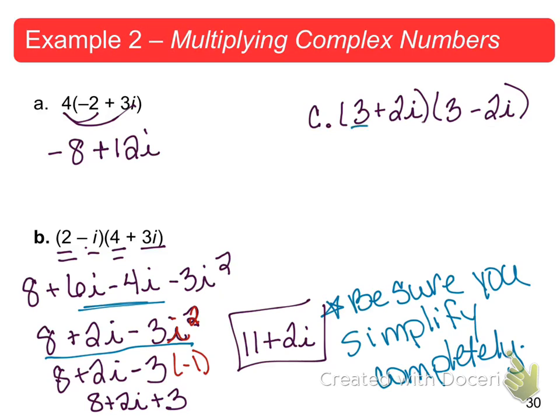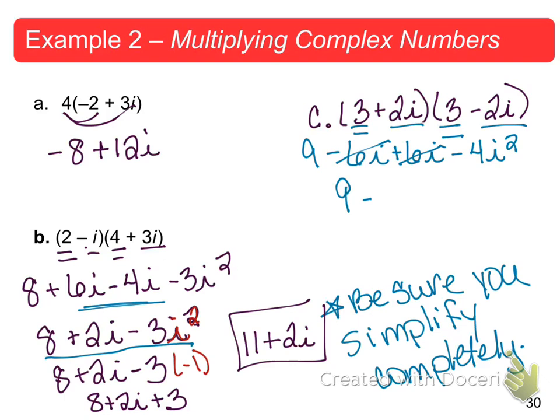I have 3 times 3 is 9. And I'm just foiling. 3 times negative 2i is negative 6i. 2i times 3 is positive 6i. 2i times negative 2i is negative 4i squared. Okay, what happens to negative 6i and positive 6i? They cancel. We expect that to happen because that's what difference of squares is. So then I have 9 minus 4. What do I know about i squared? It's a negative 1. So then I have 9 plus 4, which is 13.